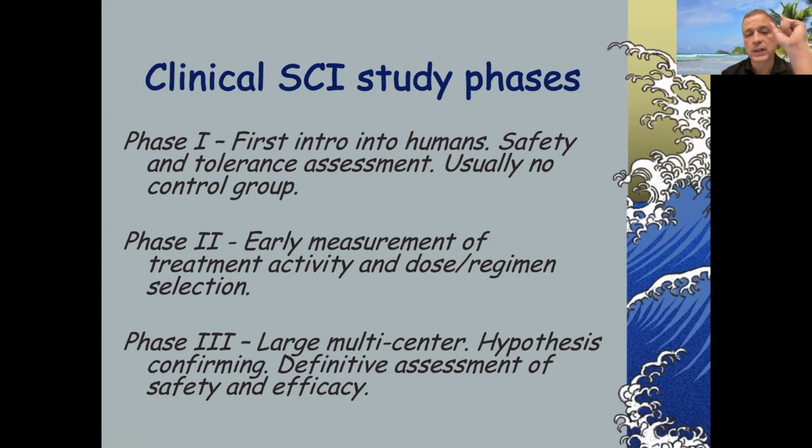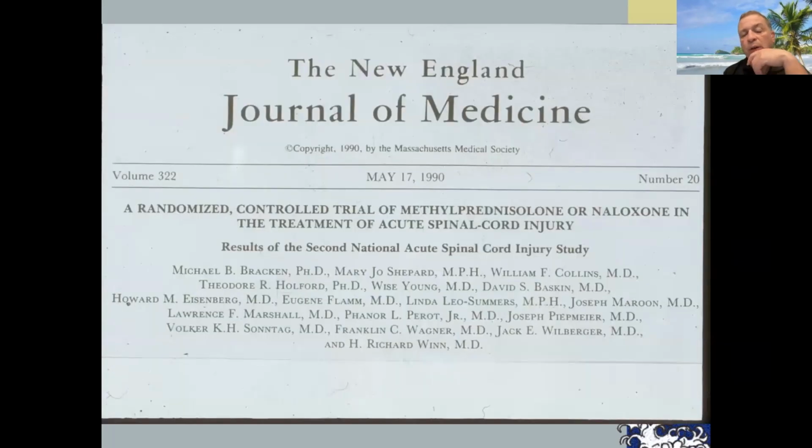And we'll try to distinguish between those different types of studies in terms of the evidence for its use. So, you know, it was in 1990, so it's now 32 years since this paper was published, and it was a very impactful paper in the New England Journal of Medicine. It was impactful because it was a randomized controlled trial looking at methylprednisolone for acute spinal cord injury.